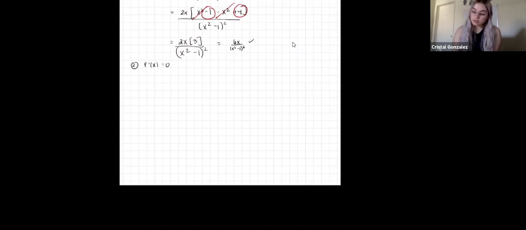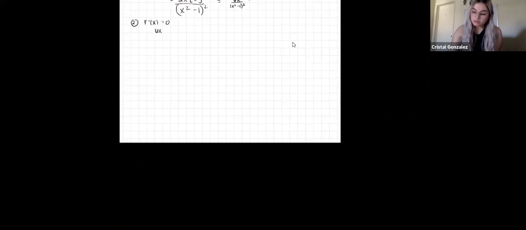So this means that we have 6x all over x squared minus 1 all squared, and we're setting that equal to 0. Perfect. And so here, the only thing that's going to cause this to be 0 is if the numerator is 0. And so that means that 6x has to equal 0. And so the only critical number that we have here is x equals 0.